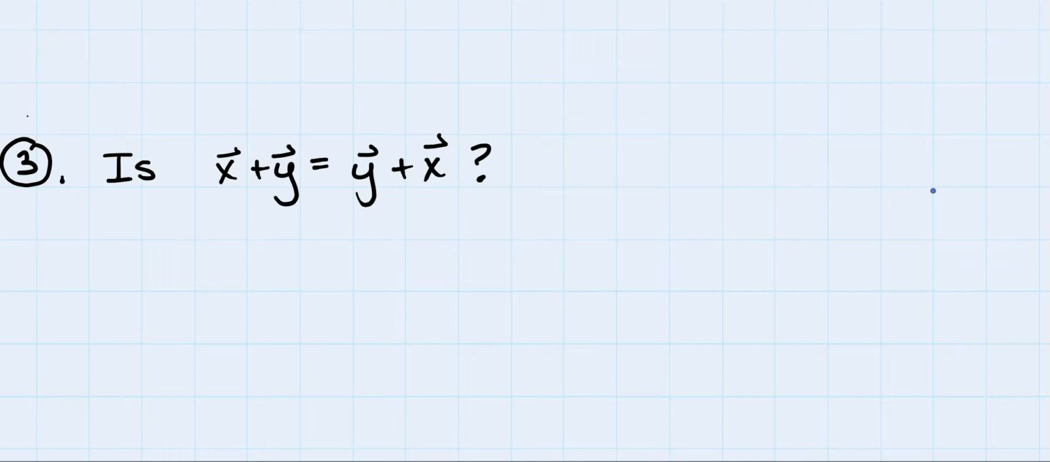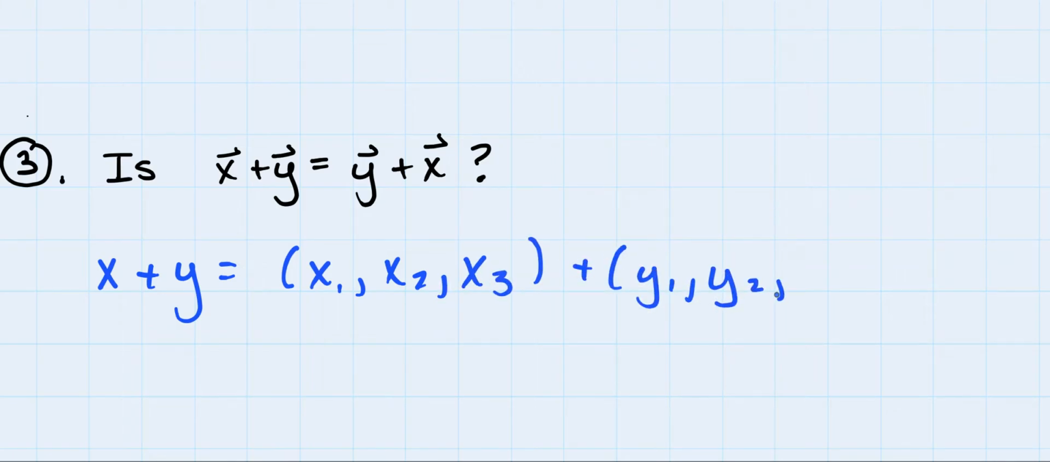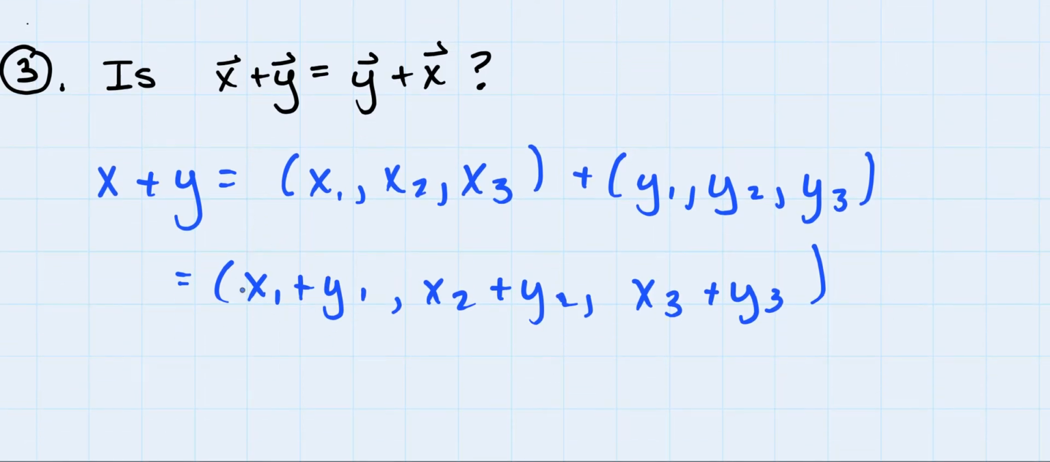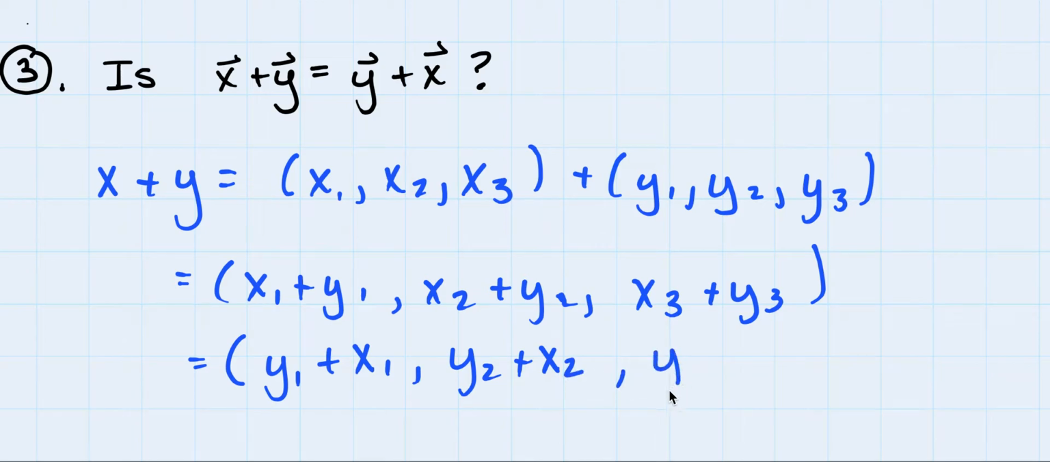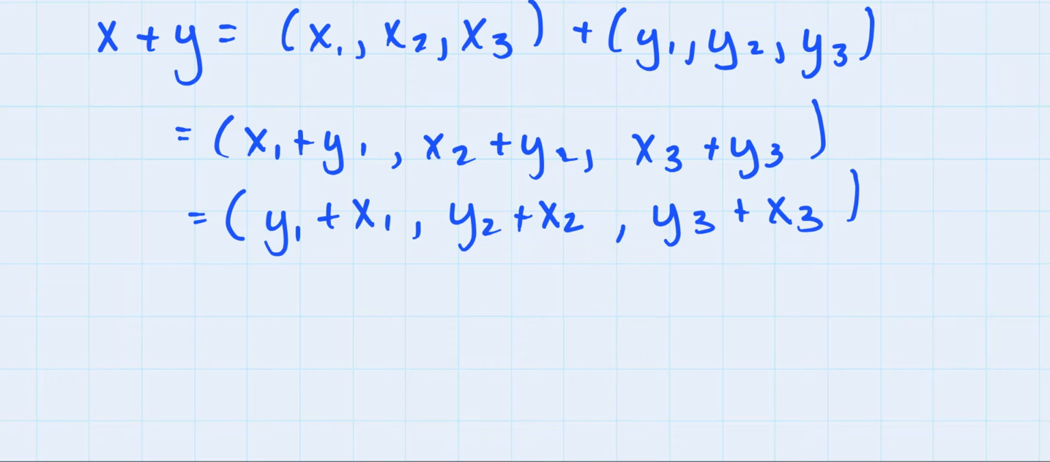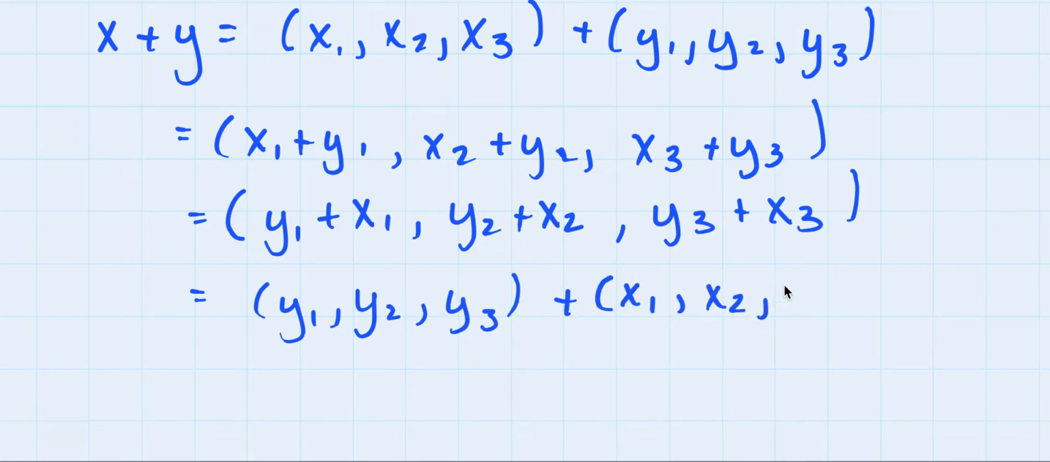If we add x with y, is it the same thing as adding y with x? Well, let's see. X plus y, we said was, I'm going to stick with this notation, x1 plus y1, x2 plus y2, and x3 plus y3. But real numbers are commutative, so we can switch their order. This is equal to y1 plus x1, y2 plus x2, y3 plus x3, and by definition, this is equal to y1, y2, y3 plus x1, x2, x3, which is y plus x. So x plus y is y plus x. This is correct.